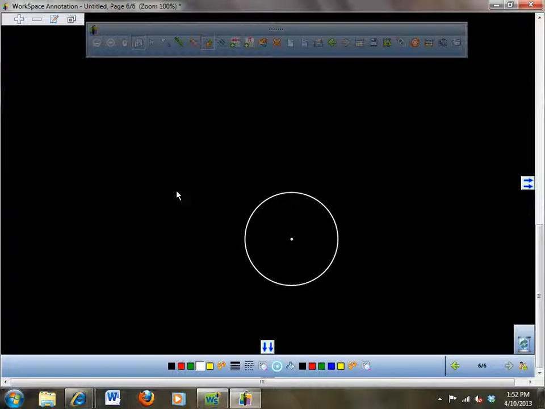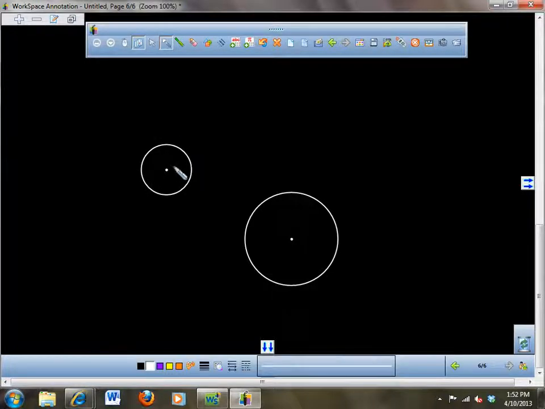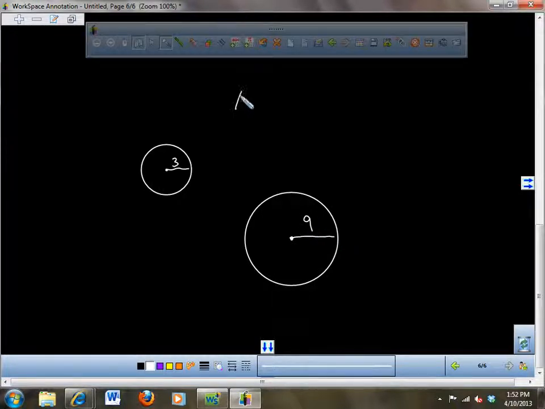So here's a circle, and here's another circle, a smaller circle. And let's say that this circle has a radius of 3, okay? And this circle has a radius of 9. What's the ratio of the areas? 1 to 9. Yeah, let's take the ratio as correct.